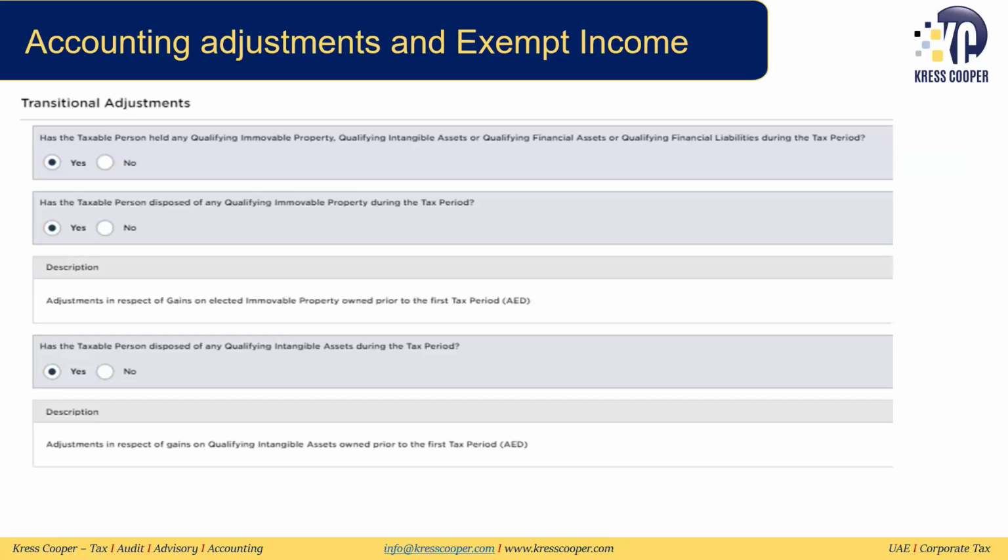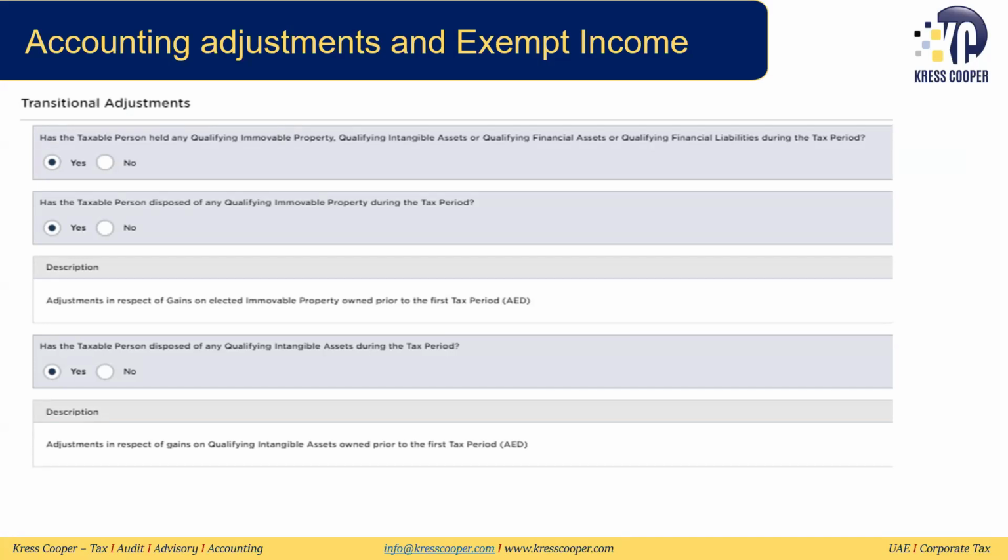Then the transitional adjustment. Again, it has already asked you to make the election. You have already told them that you already made the selection for the qualifying immovable property, for the qualifying intangible assets. You've already made the election for the qualifying financial asset or financial liability.